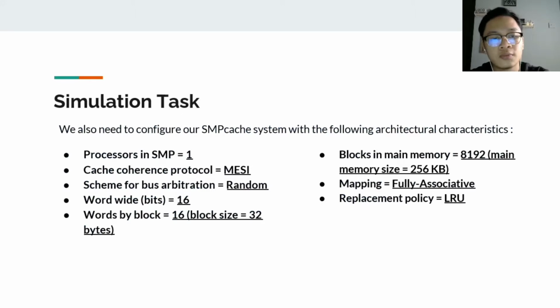We also need to configure our SMP cache system with the following architectural characteristics. The number of processors in SMP is 1. Cache coherence protocol is MESI. Scheme for bus arbitration is random. Word width is 16 bits. Words by block is 32. Blocks in memory is 8192, with main memory size 256 KB. Mapping is fully associative and replacement policy is LRU.